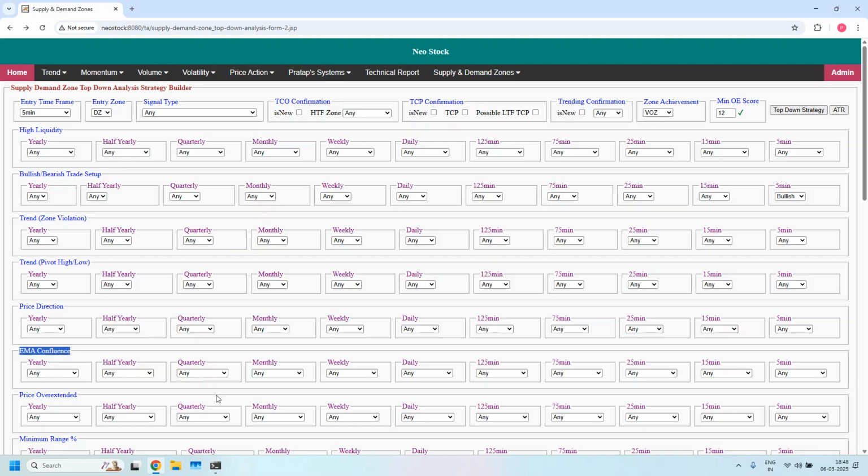The EMA confluence at 75 minutes time frame. I'm checking 75 minutes demand zone having daily EMA confluence or not. And also trend on the 75 should not be sideways. It should be uptrend, because it is bullish trade setup.